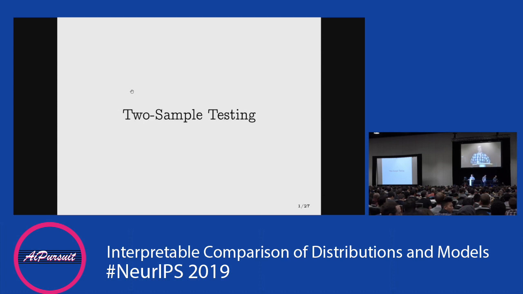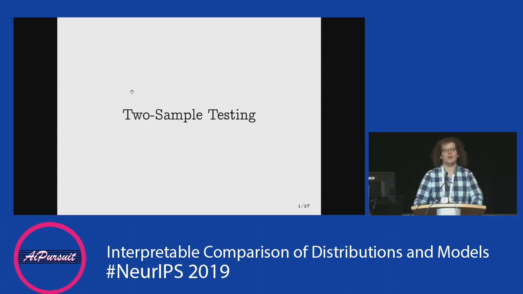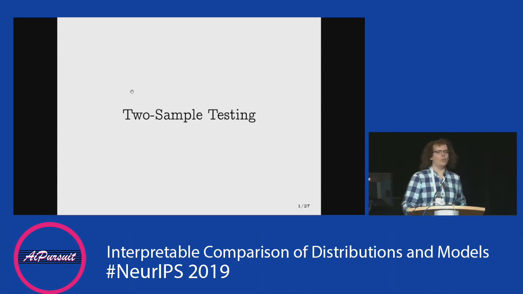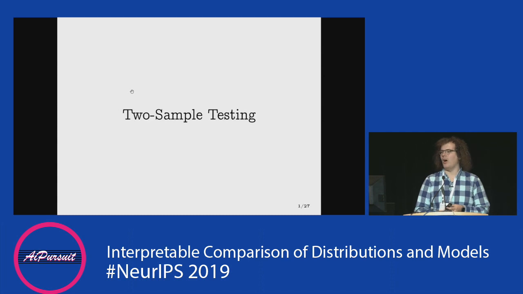Hopefully that's all good. Okay, so now that Arthur has told you lots about ways to measure different notions of distances between probability distributions, I'm now going to talk about how you actually use those distances to solve some problems. So the section I'm going to talk about is two-sample testing that Arthur mentioned at the start.